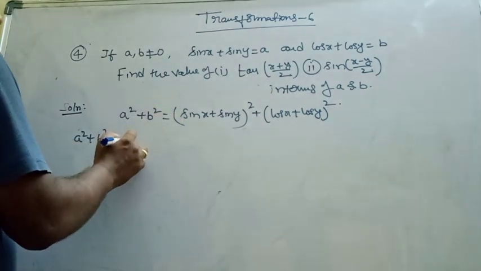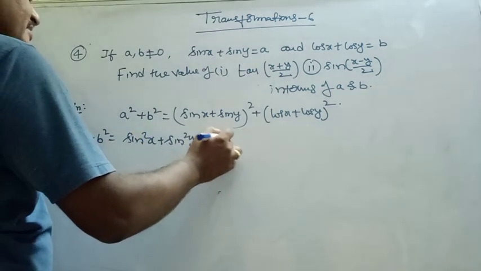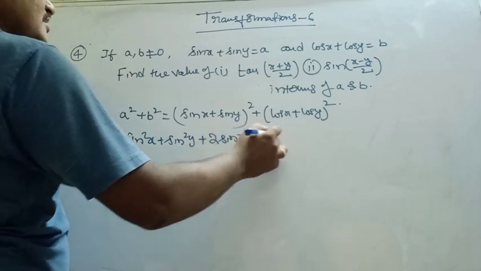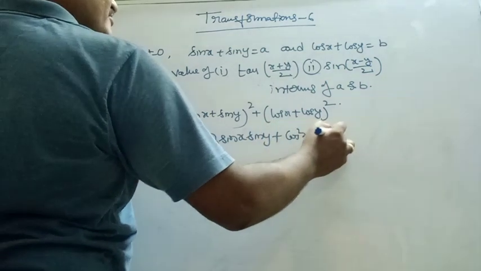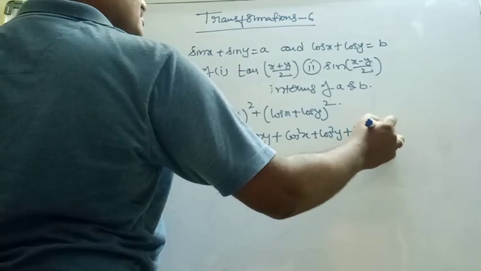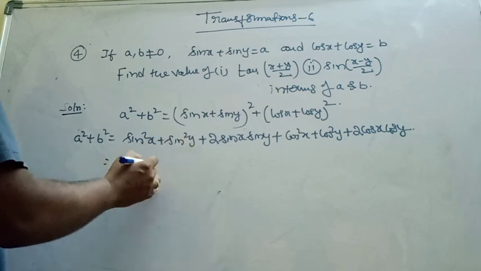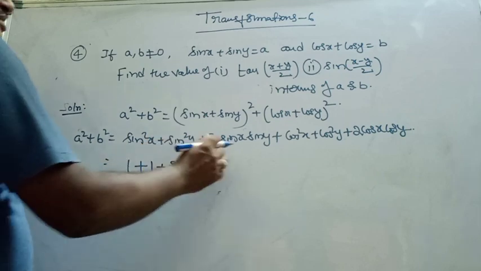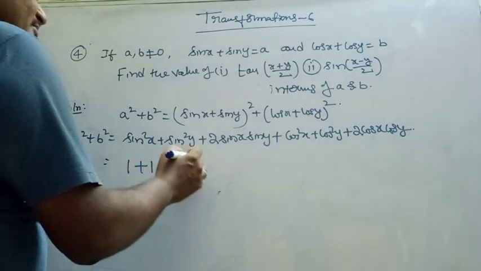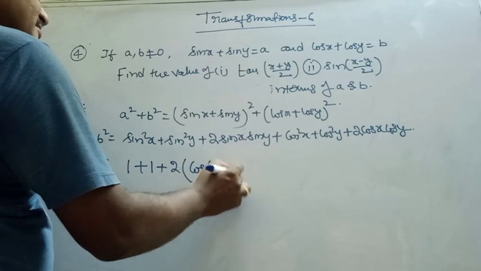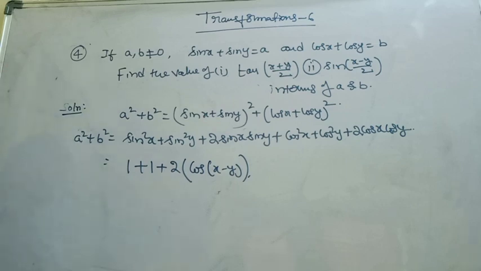That means now you see sin square x plus sin square y plus 2 sin x sin y, like this. Cos x plus cos y whole square, that is nothing but cos square x plus cos square y plus 2 cos x cos y, right? Now sin square x plus cos square x is 1, sin square y plus cos square y is 1. Now take 2 common in sin x sin y plus cos x cos y. You are going to get cos of x minus y, because cos x cos y plus sin x sin y is nothing but cos of x minus y, right?